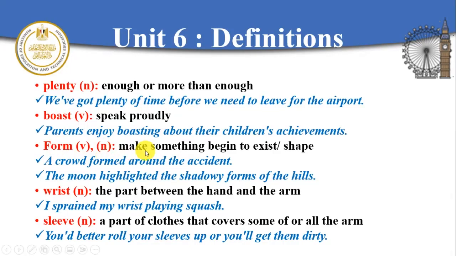Parents enjoy posting about their children's achievement. They are so proud of their work and talking about their work. We have form, both verb and noun. Form, make something begin to exist. This is forming something, or this is a form, a nice form to follow. This means a shape of something to follow. A crowd formed around the accident. This means the people make a circle around the accident. We have here the moonlighting, the shadow forms of the house. See here the expression using the form, the shape of the house, and it's highlighted.